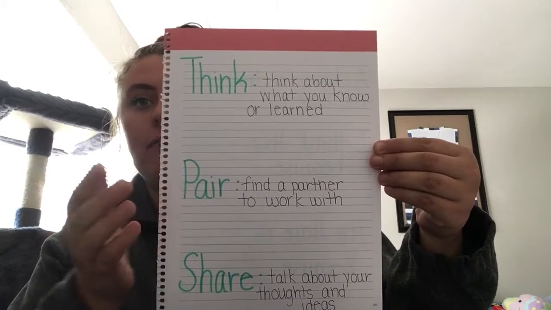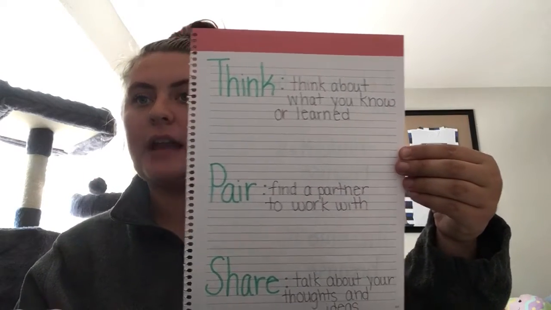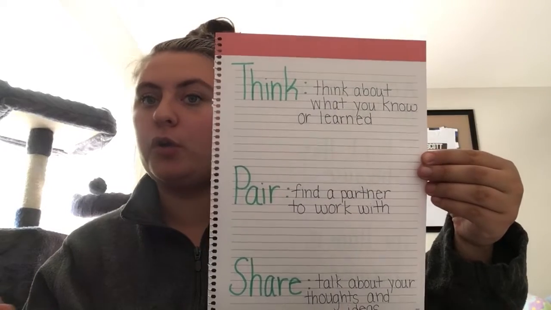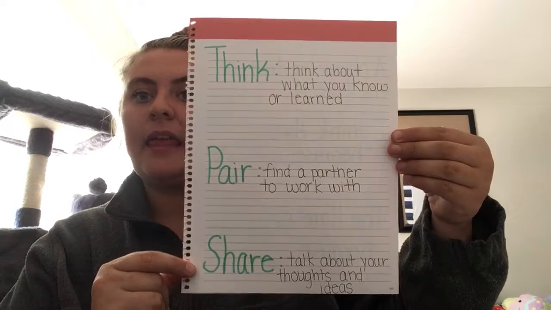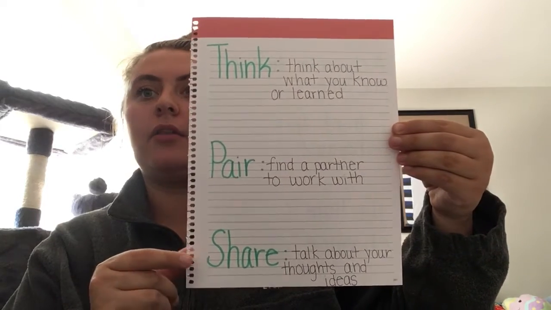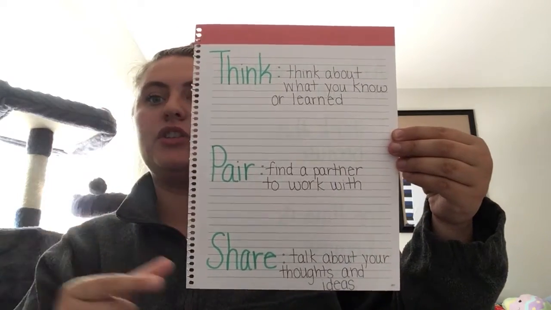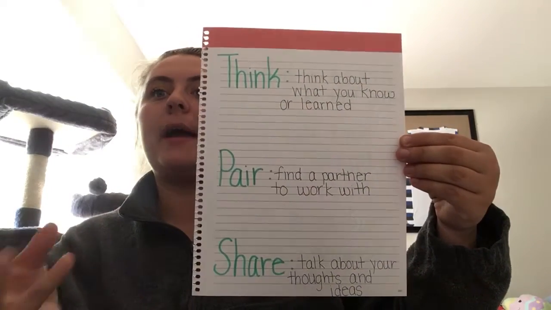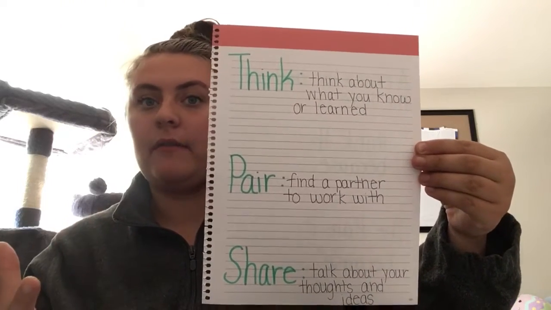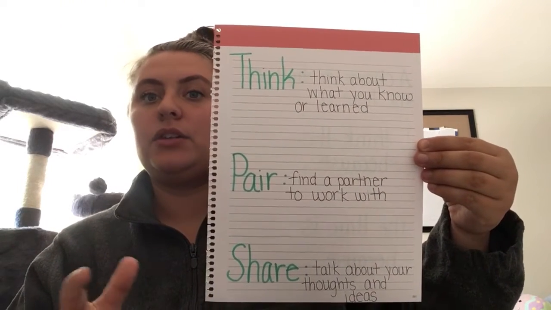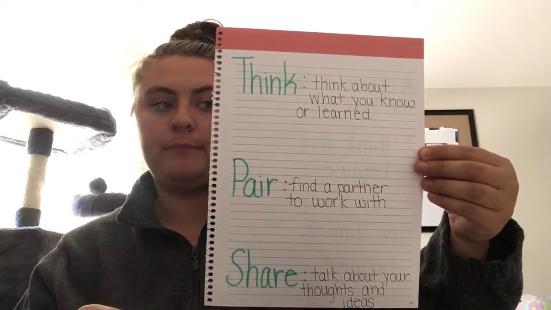Then pair means that they're going to find a partner that they're going to be able to work with, making sure it's a partner that's not going to make them distracted or goof off with. And then lastly, they are going to share their thoughts and ideas that they thought of during their thinking time. So they're going to share those with a partner, and then we're going to come back together as a whole group, and students are going to share and have the chance, if they would like, to tell other members in the class and myself what they talked about.